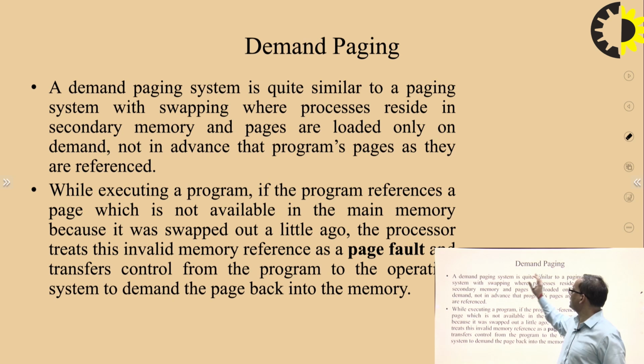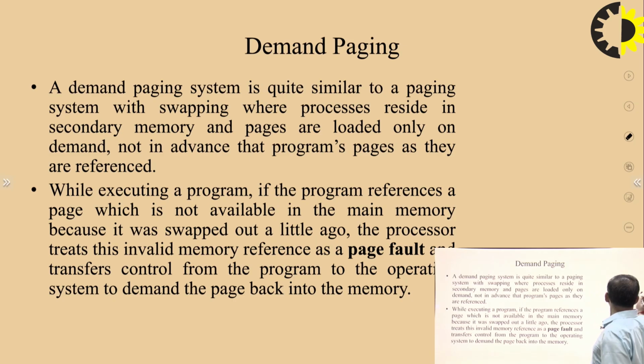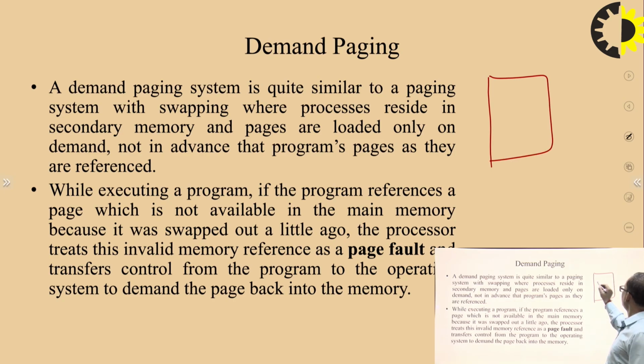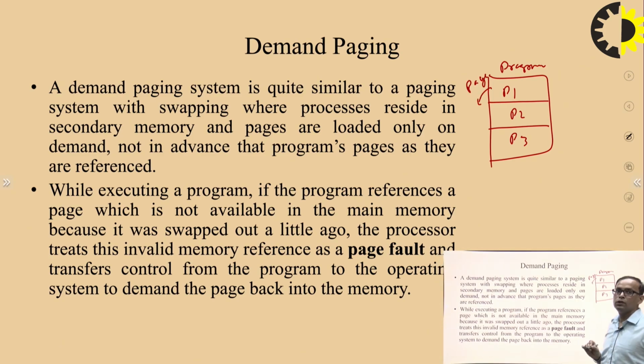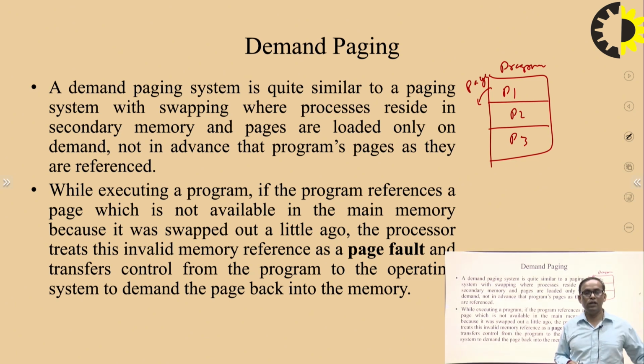Before understanding demand paging, at first we should know about paging. What is paging? In case of paging, suppose this is my particular program. This program is divided into equal or fixed size partitions. Suppose this is partition 1, this is partition 2, this is partition 3. This is my program. Now, this particular section is known as a page. So, in the paging technique, logical memory, or our program, is divided into equal size partitions.